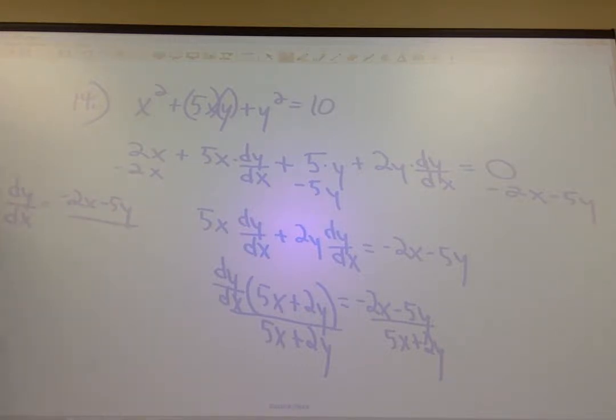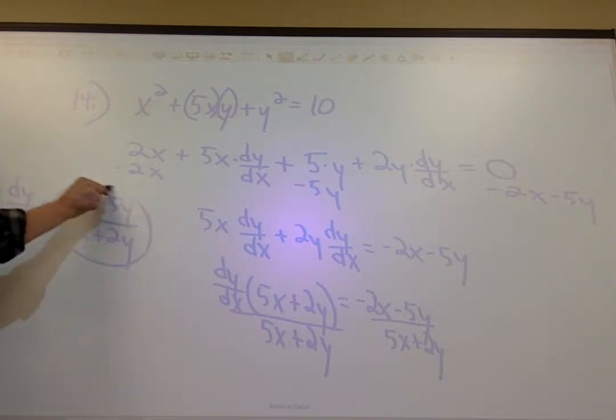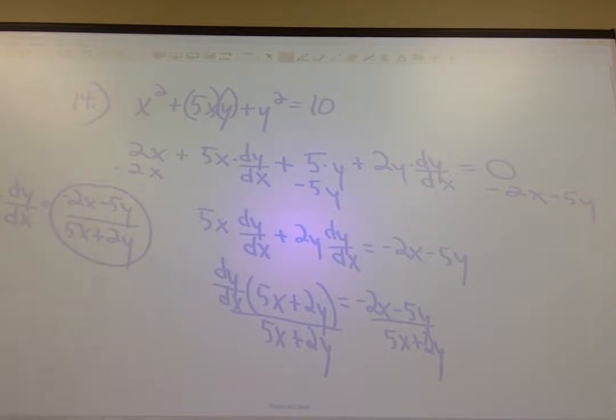over 5x plus 2y. And if you want to be nice, well, that's good. Put the x in front. It's already in front. 5x plus 2y. That's probably the best I could do. They might factor out a negative 1 from the numerator, but it wouldn't help them. And that's my answer.